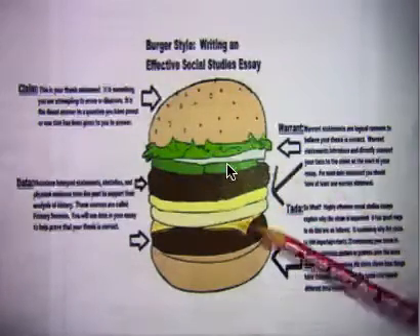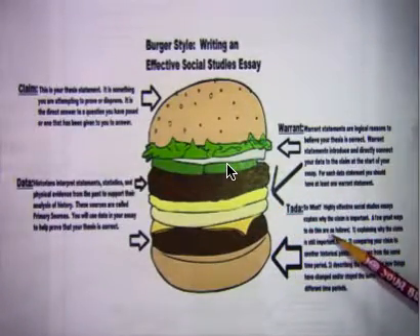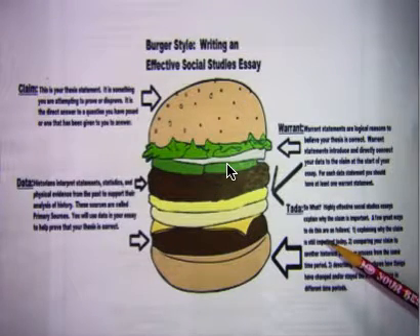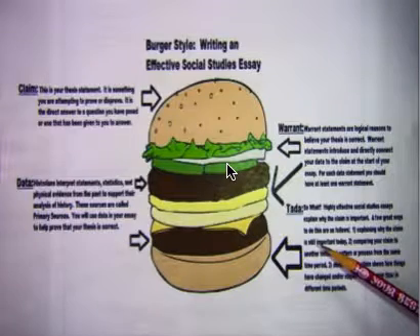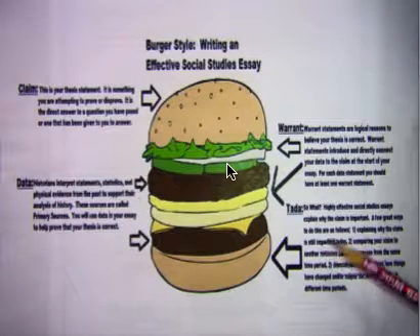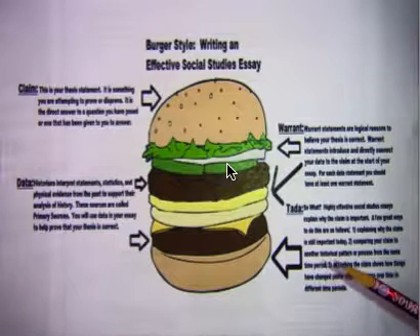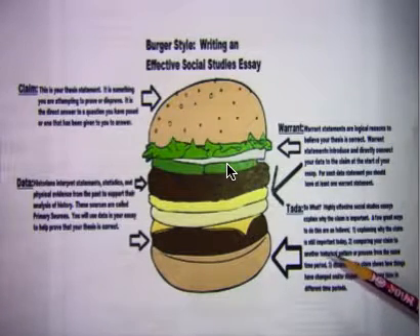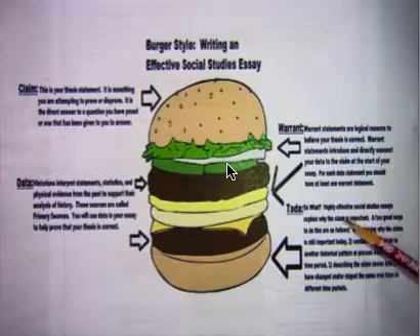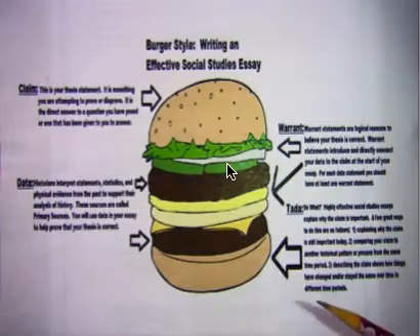Finally, in order to have an effective meal here, you need some bread on the bottom so you don't put your fingers in the meat. Keep it nice and well organized. You have to close out with some significance, either putting it in the historical context or explaining why it's important. That's what the da is for, and that goes at the bottom as you close out your writing.